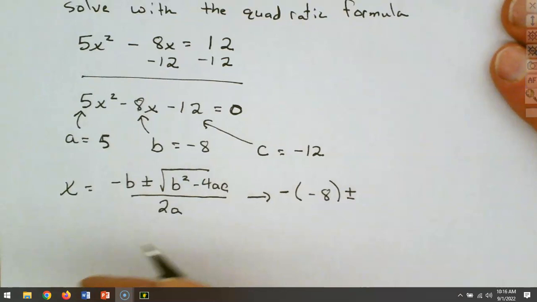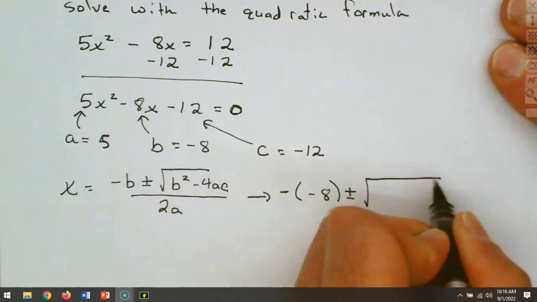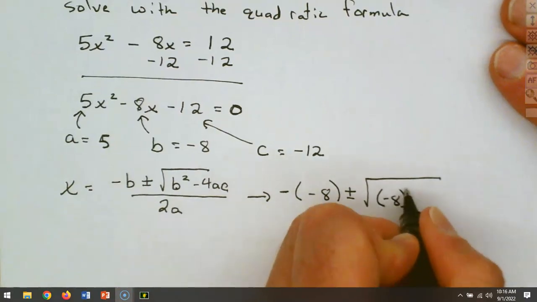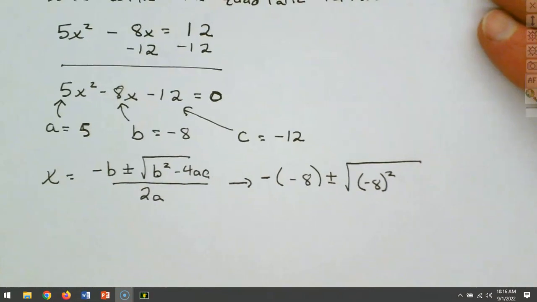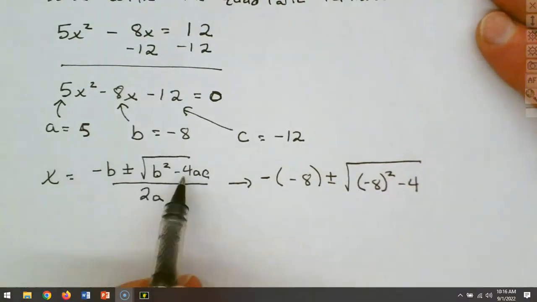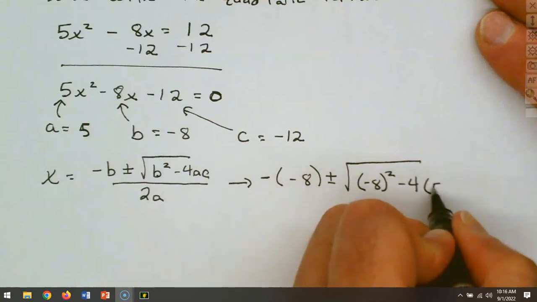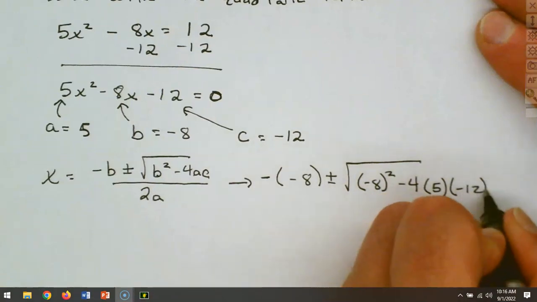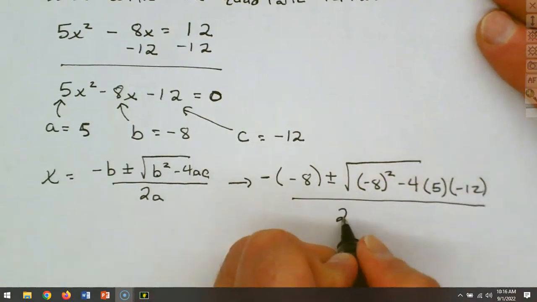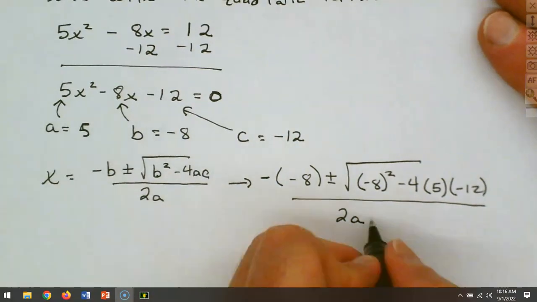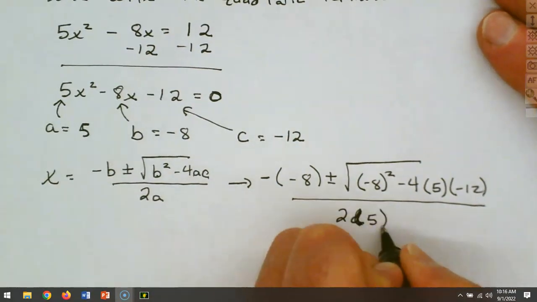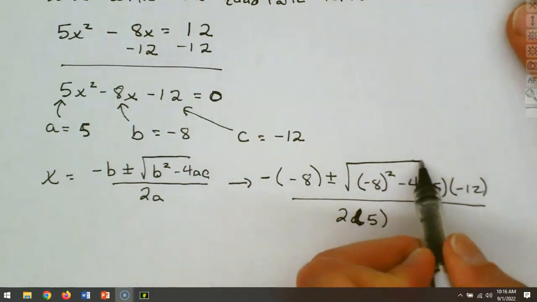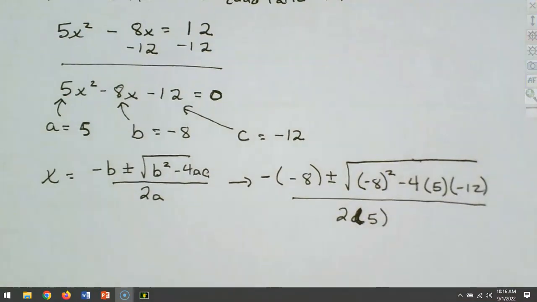And then we've got our plus or minus B squared, well, that is negative 8 squared. All right, and then we've got a minus 4 times A, which is, in this case, 5, times C, which is a negative 12. And that's all over 2A. Or, sorry, 2 times 5 in this case. My mistake. 2 times 5. Is everyone okay with that so far?